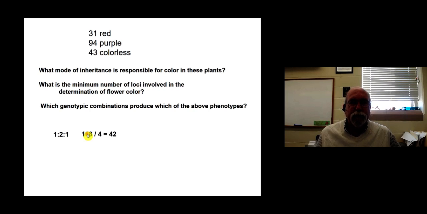Well, this is one of those interesting ones where you say, well, 1 plus 2 plus 1 is 4 parts. 31 plus 94 plus 20 plus 43 turns out to be 168 apparently. Okay, so I can do a chi-squared. I've got my observed. I can figure out my expected by using this ratio. If we use that ratio, we would expect about 1/4 of them to be red, 2/4, 1/2 to be purple, and about 1/4 to be colorless. So they would expect about 42 of those, about 84 of those apparently, and about 42 of those.